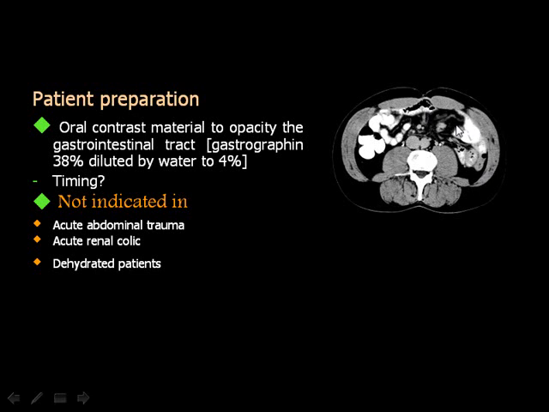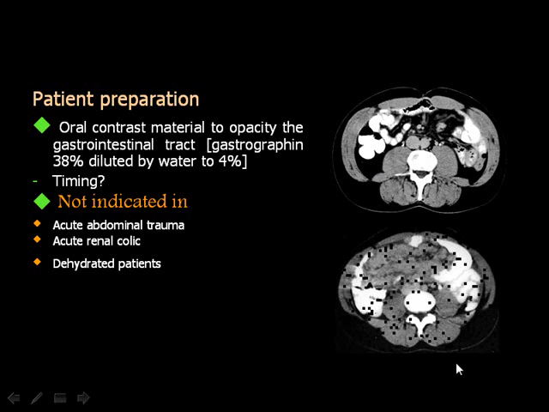You can see here the intestinal loops are filled with the orally introduced contrast material, so that if you look inside the abdomen and you see bowel loops which are not filled with gastrographin, then you know that this is pathology. This is not normal bowel loops. These are bowel loops infiltrated by lymphoma, and these are the normal bowel loops filled with gastrographin.